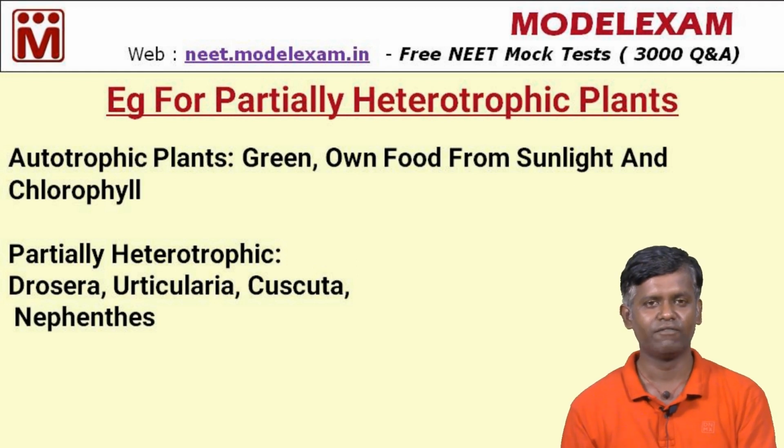For example, when a plant fixes atmospheric nitrogen and receives green light and sunlight and carries out photosynthesis, this is the process of autotrophy. And partially heterotrophic plants include the insectivorous plants, which can consume insects and a lot of pests. The best examples would be Drosera, Utricularia, Cuscuta and Nepenthes. Here the Nepenthes is also called the pitcher plant.